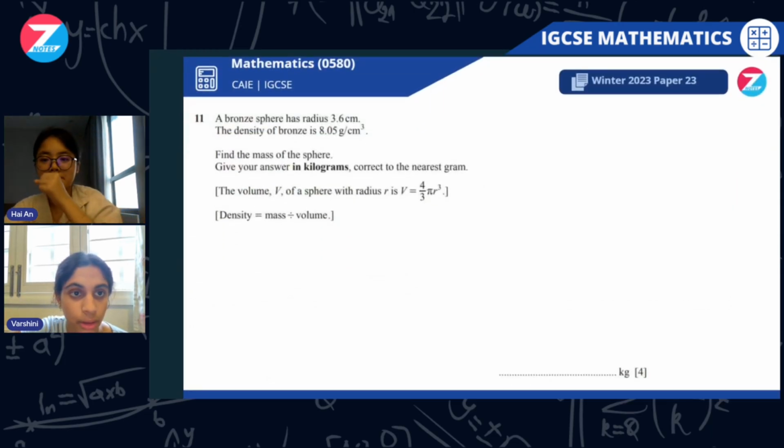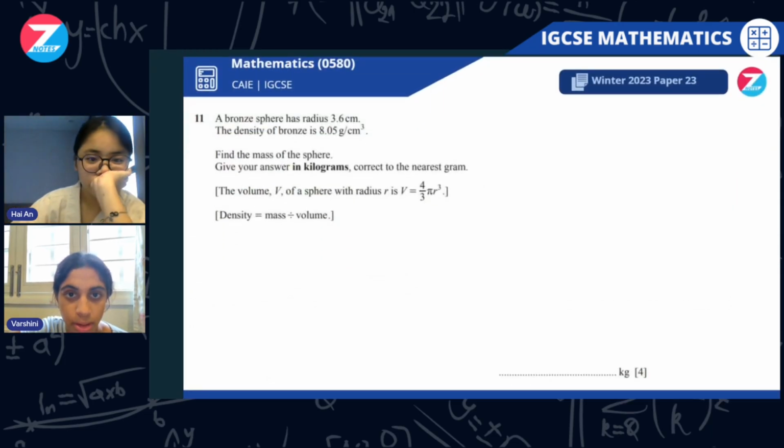Okay, question 11. A bronze sphere has radius 3.6 centimeters and the density of bronze is 8.05 grams per centimeter cubed. Find the mass of the sphere and give your answer in kilograms correct to the nearest gram, even though they've given us this density in grams.